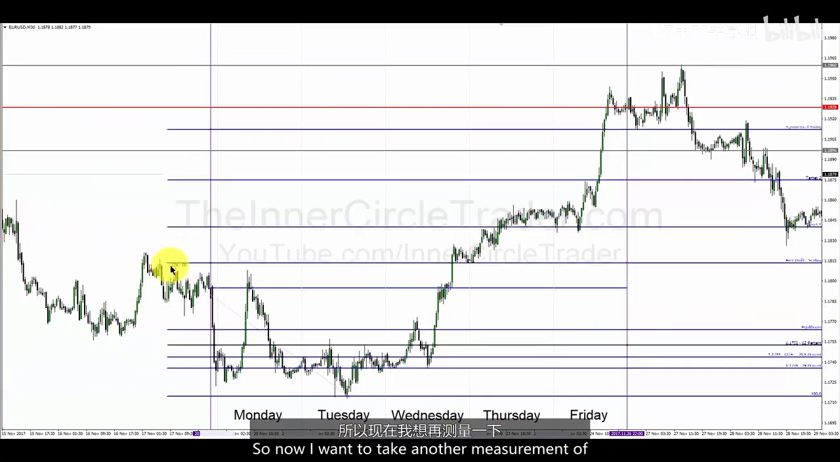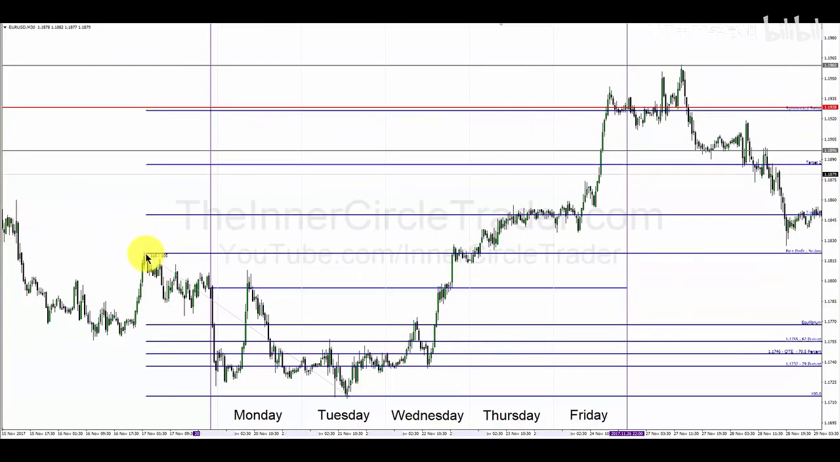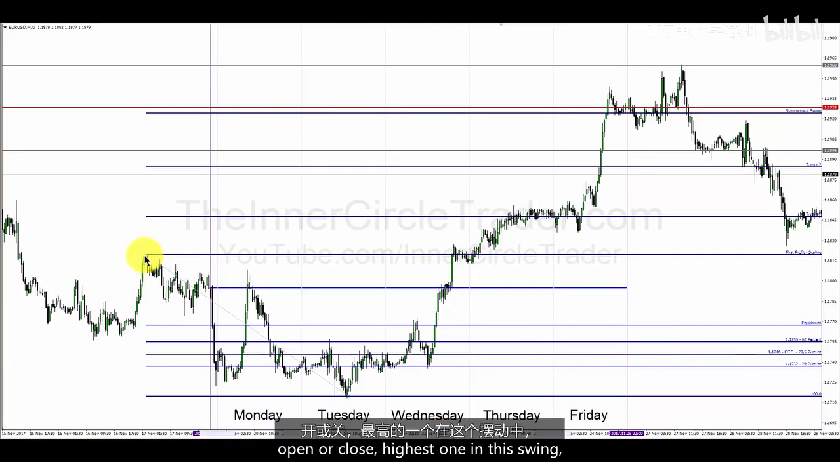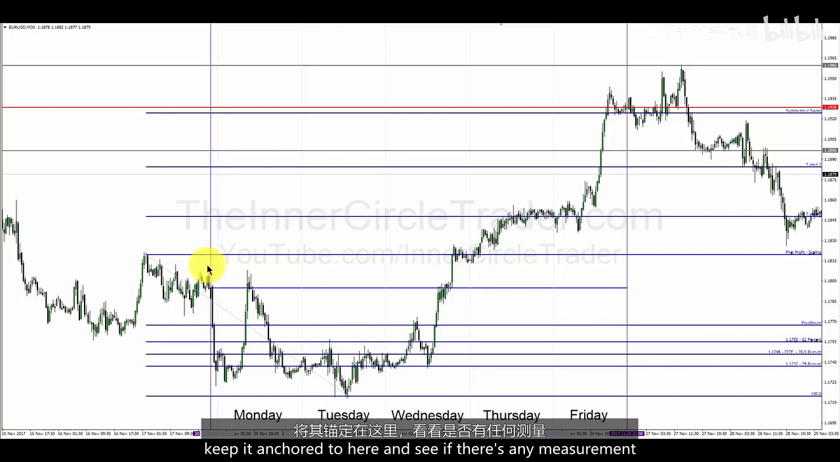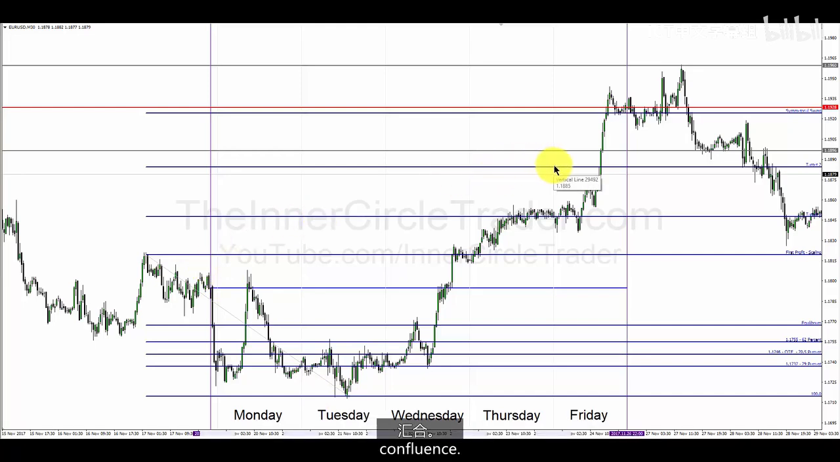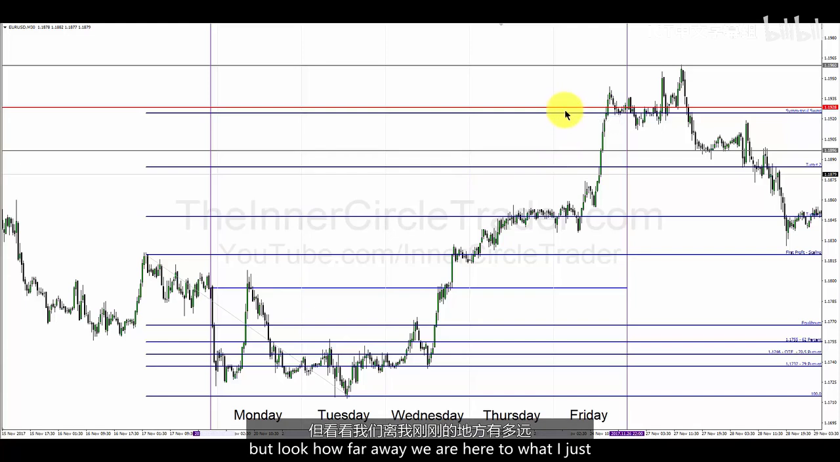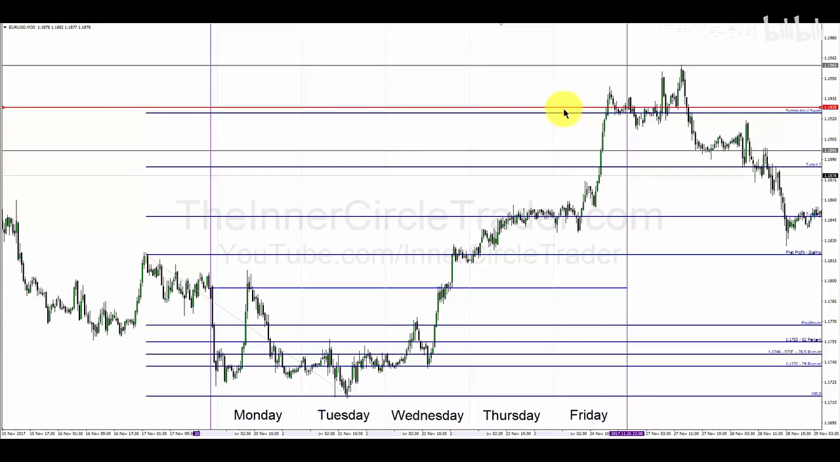So now I want to take another measurement of this open or close, highest one in this swing, keep it anchored to here, and see if there's any measurement up here that has a confluence. Again, this one's a little too far away, but look how far away we are here to what I just did on the equilibrium. So right away, this is another confluence.